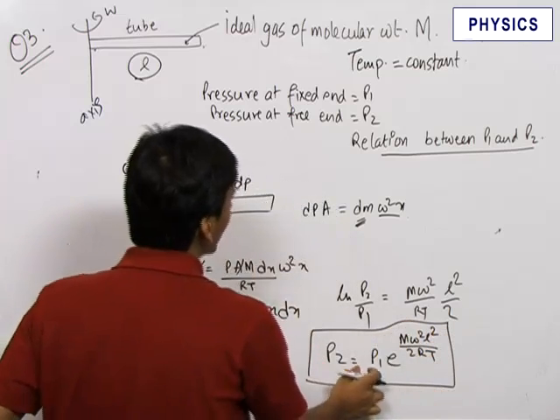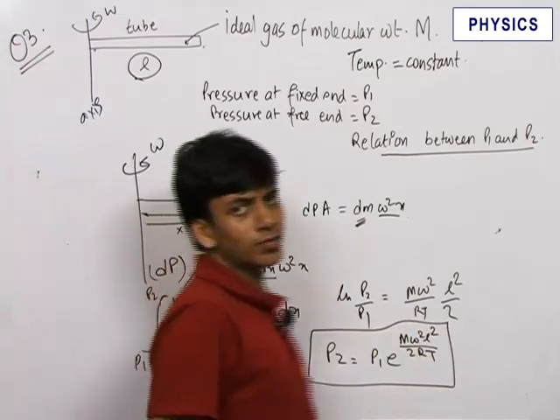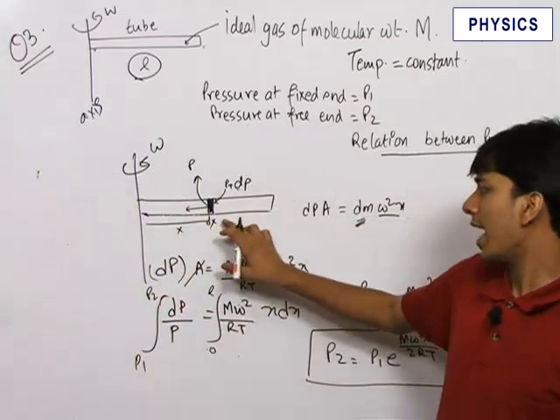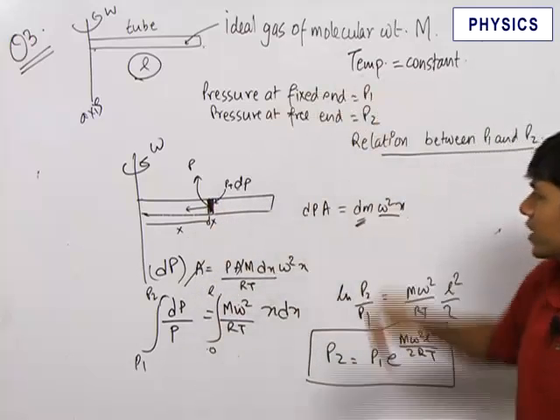So this is the final answer for the relation between P1 and P2. So from this question we learnt an important method as to how to assume pressures on the two sides and integrate to get any deviation in pressure.